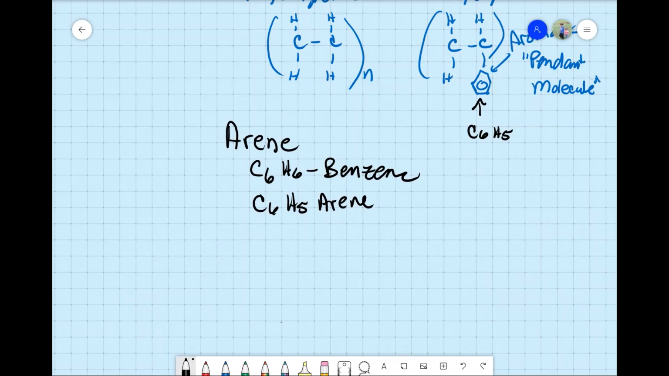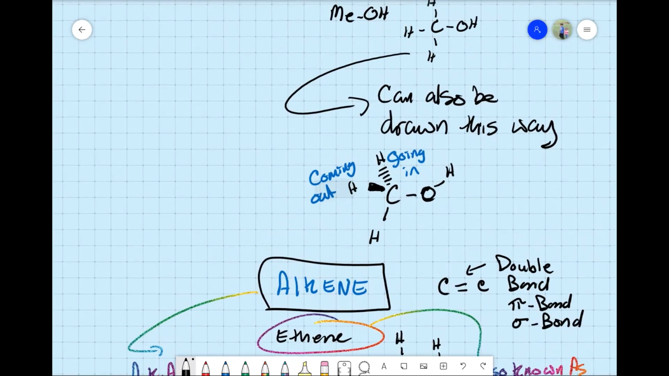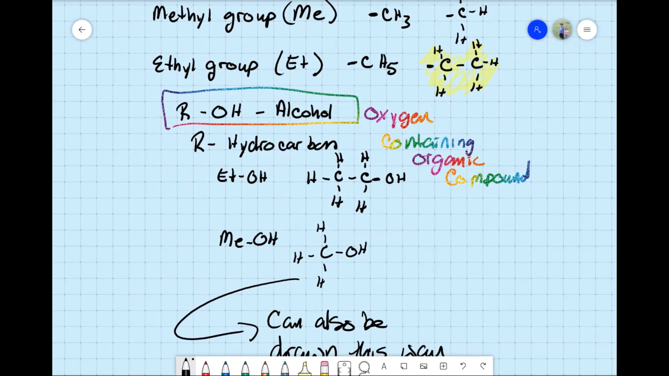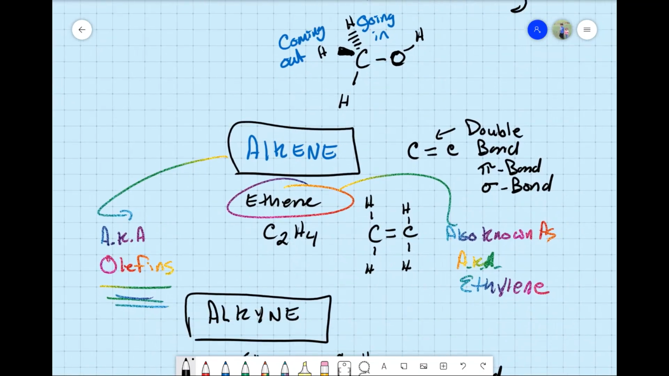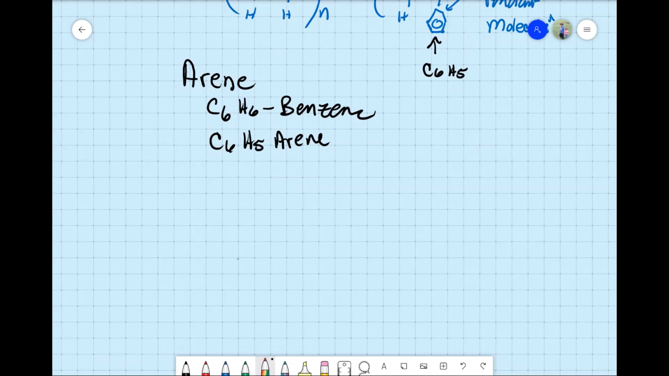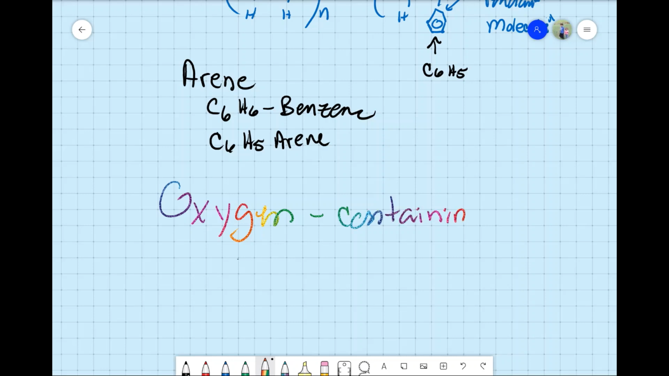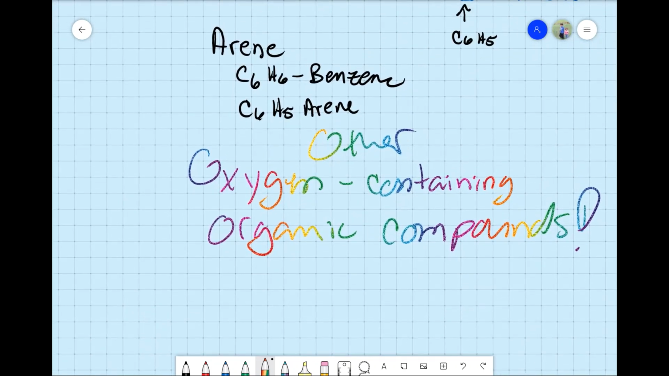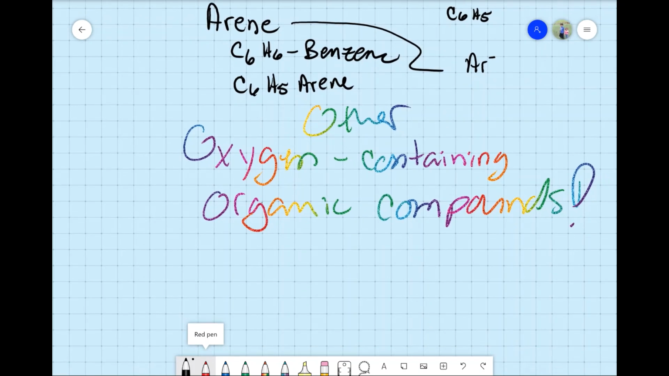So arenes. So we talked about alcohols before. So I'm going to make a little jump back to alcohols. And alcohols, it's an oxygen-containing organic compound. And so we're going to kind of come and talk about other oxygen-containing organic compounds. So we have some others. So we talked about arene. Arene, the abbreviation can be AR negative. So it's not argon, it's AR negative.